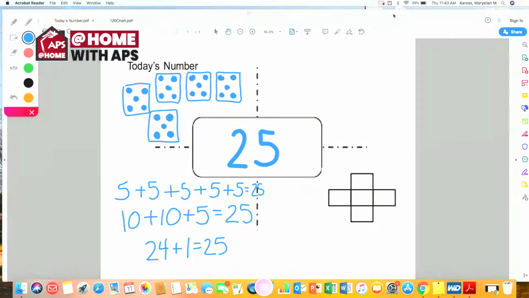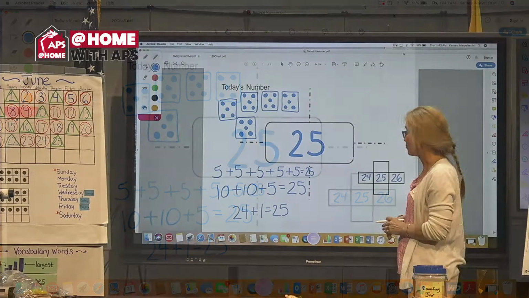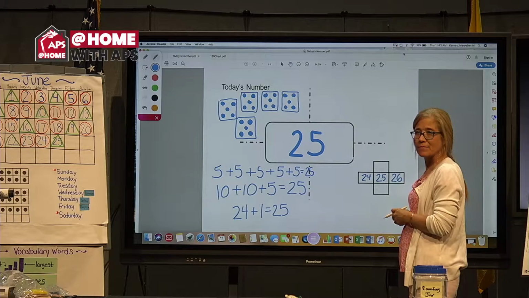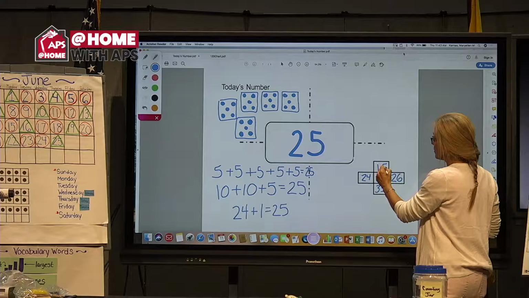All right, so we're gonna put 25 here in the middle of our hundreds chart. We already talked about what was before 25, right? 24 is before 25. So what comes after 25? 26. That'll be what tomorrow's date is. What about 10 more than 25? What comes after the 20s? The 30s, so 35. And the teens are before 25, so that would be 15. 10 less would be 15, right?